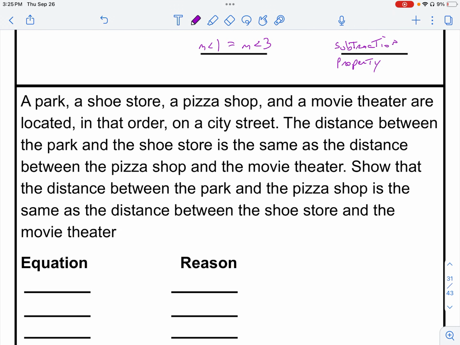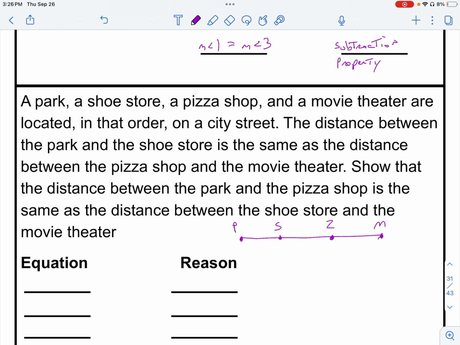All right, so we have a park, a shoe store, and a pizza shop, and a movie theater. They're located in that order on a city street. So we're going to have a city street. We've got a park. We've got a shoe store. We got a pizza shop, which we can't use P or S because we already used those. So we're going to call it Z. And we got a movie theater.